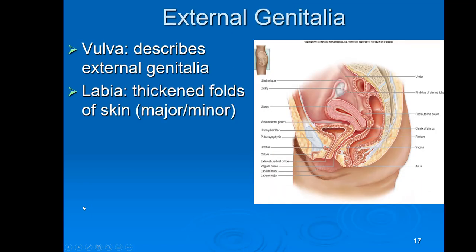And then the external genitalia. Just as a general term to describe external genitalia in females, vulva is a term that's used. But specifically, we have the labia, which are these folds and thickened folds of skin. You have a major and a minor. And the clitoris is the erectile body of the female, and that's right here.